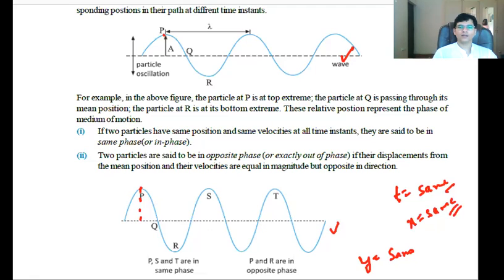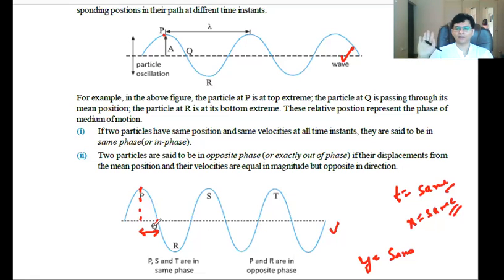But if I'm talking about P and Q, are they in the same phase? No, right? Clear? Because obviously, when one is maximum, the other is minimum. So what is the difference in angle? Remember, phase is angle, as simple as that. Phase is angle, that's it.